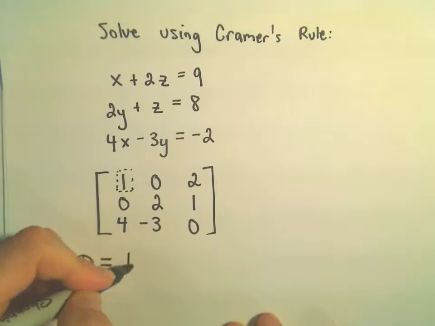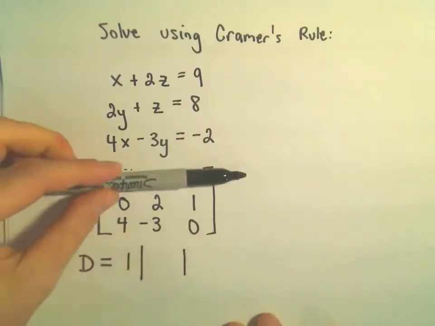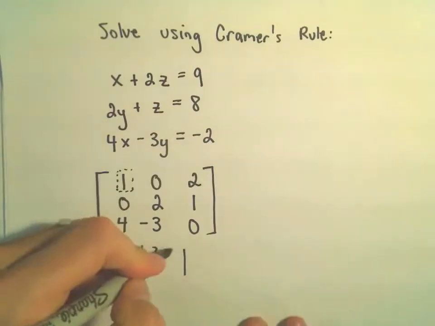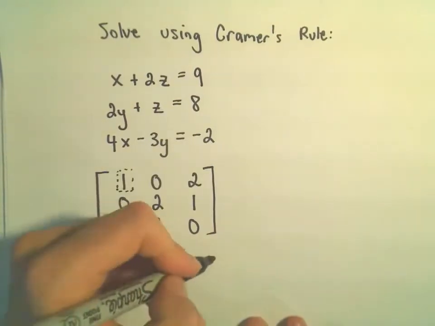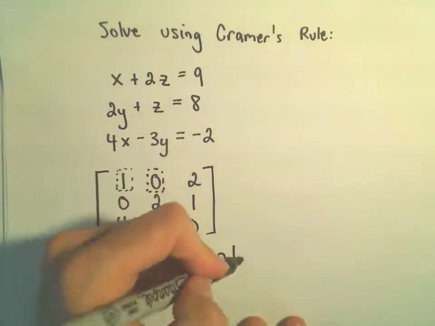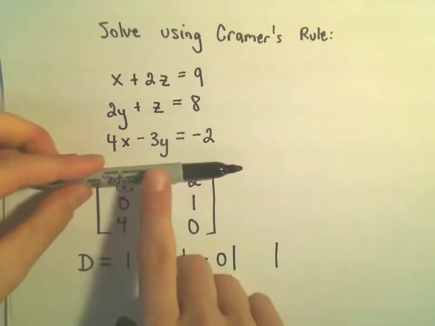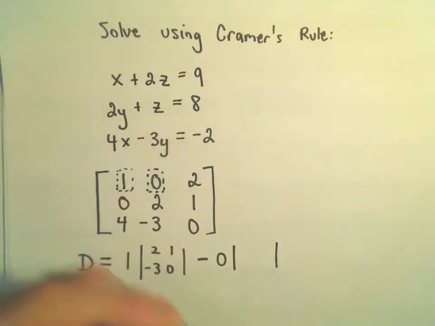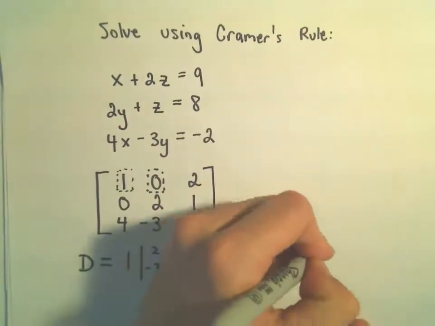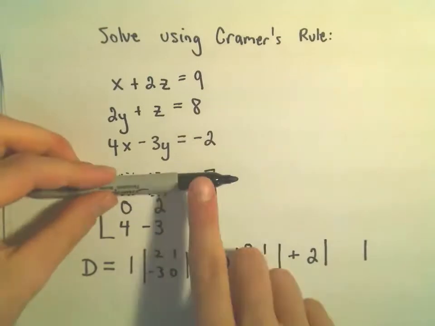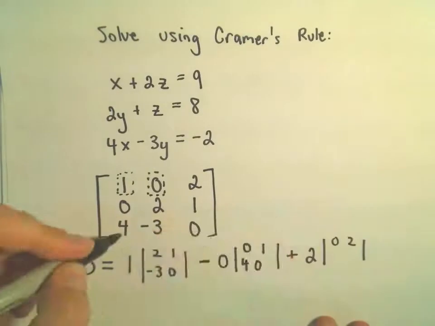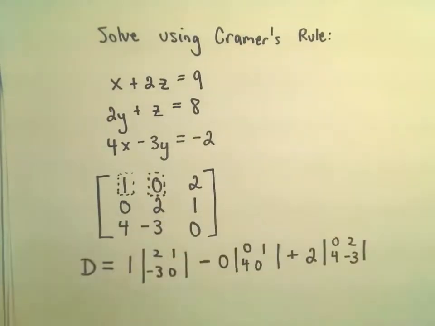So let's see, we'll have 1. If we were to cover up that row and that column, it looks like we would have 2, 1, negative 3, and 0. Then we use a negative, the next entry, which is 0. Again, it doesn't really matter what we get here, we'll just get 0, but let's write it down anyway. We would have 0, 1, 4, and 0. And then plus 2 times, okay, so if we cover up the last row and column, it looks like we'll have 0, 2, and 4, and negative 3.